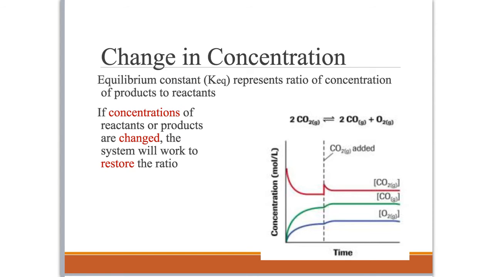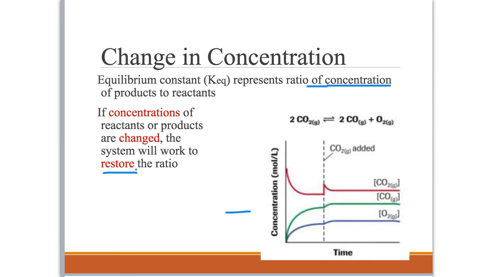So how do each of these changes affect how the reaction proceeds once you put some stress on it at equilibrium? I'm going to start with a change in concentration. So the equilibrium constant is representing this ratio of concentration of your products to the reactants. And the ratio is just a fraction. So you know there are equivalent fractions. 1/2 is equivalent to 2/4. So because of that, if you change the concentration of reactants or products, the system will work to restore the ratio. It'll try to keep the proportions the same.